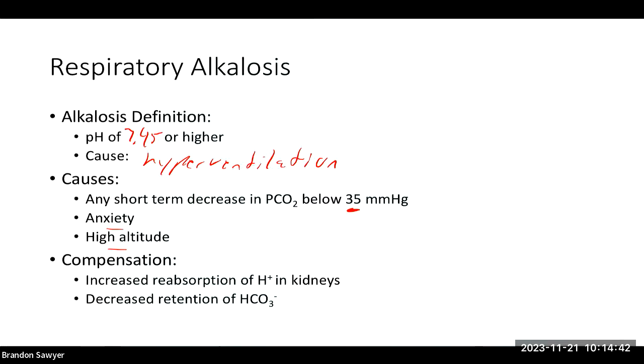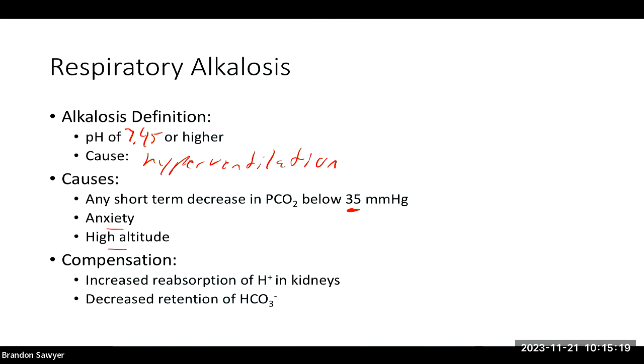Compensation is just going to be the opposite. So we increase reabsorption of hydrogen in the kidneys. We're holding on to more hydrogen, and then we're decreasing the retention of bicarbonate. We could say we're increasing secretion of bicarbonate. That would really mean the same thing. We'll get into more of those terms next time when we talk about the kidneys: holding on to more hydrogen, putting more bicarb in the urine. Go ahead. That answers your question? Okay. All right. So that's our two respiratory ones.